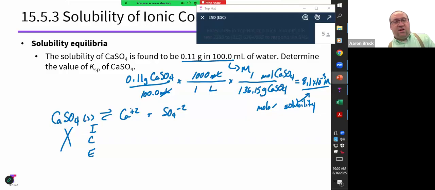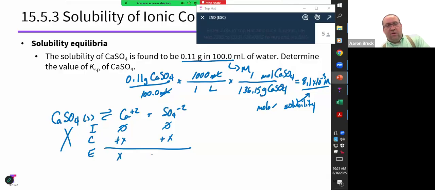And where do we start? Well, before we added the calcium sulfate, we had no calcium and we had no sulfate, which means that when we establish equilibrium, we will get some calcium and some sulfate, which means at equilibrium, our concentrations are going to be X and X. Now, here's the thing.